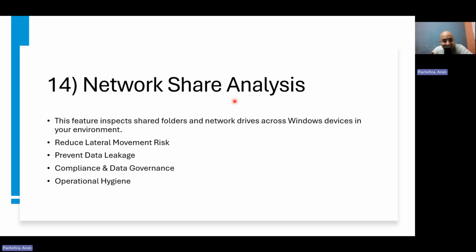So what do you need? DVM. Why? Because DVM flags the finance share as overly permissive. Everyone has write access. And we don't want lateral movement. So IT restricts it to a dedicated finance group, least privilege principle. This removes a lateral movement path and prevents ransomware from spreading across departments. So, network share analysis in DVM detects misconfigured, exposed, or insecure network shares, helping organizations protect sensitive data, reduce ransomware spread, and comply with governance requirements.